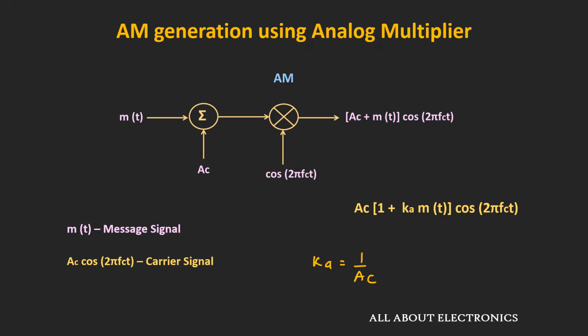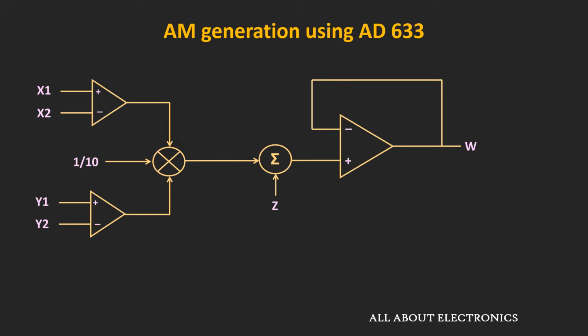Alright. So now let us see how we can generate this AM signal using the multiplier IC AD633. This is the functional block diagram of the analog multiplier IC. Here one input is applied between X1 and X2, while the second input is applied between Y1 and Y2. And for the addition, we can apply the third input over here. So the output W can be expressed as (X1 minus X2) times (Y1 minus Y2) divided by 10, plus Z.